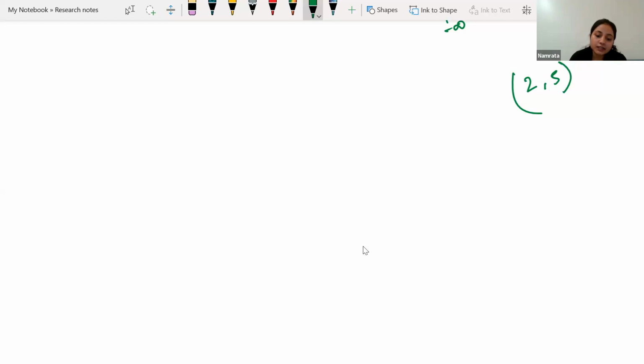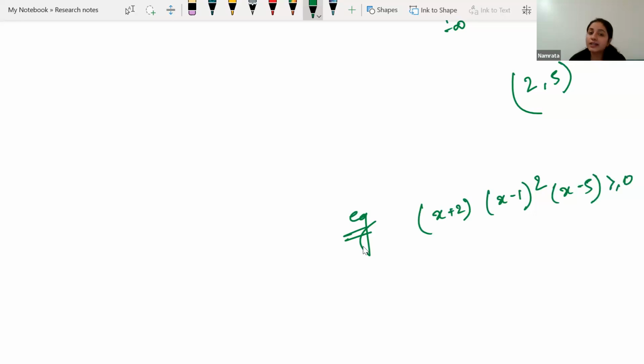So the next one we are having, let's say, suppose your inequality is like this: (x plus 2)(x minus 1) whole square (x minus 5) greater than or equal to 0. Now here, if you directly go and apply the wavy curve method, it will fail. Why? Because of this power 2.